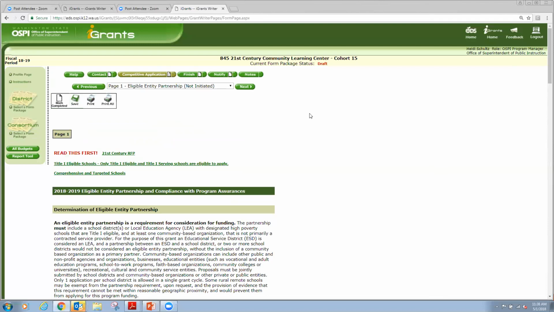The next step that you'll want to do is come up to the competitive application tab, and it will bring up page 1, which is called Eligible Entity Partnership. And as you'll notice on this page, it has in red, read this first, where it has the 21st Century RFP request for applications. Title I eligible schools. This is an Excel sheet that has all kinds of features that you can sort by. You can sort by district, school, and you can sort by whether or not they're Title I serving, whether or not they're Title I eligible.